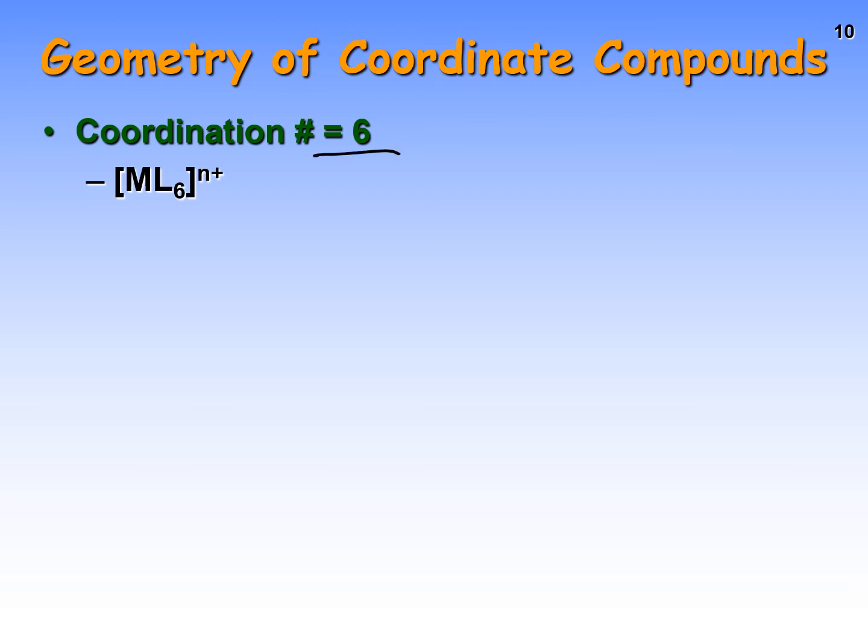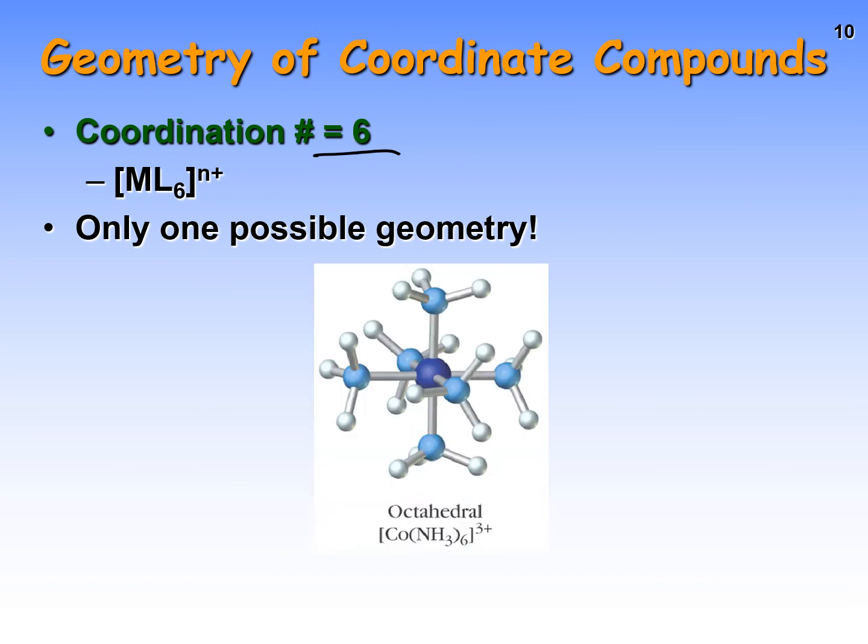The last one is coordination number 6. There's only actually one possible geometry, and it's, hopefully you remember from Chem 1A, going to be octahedral. You can have both polydentate or monodentate ligands present in octahedral geometry. So you could have bidentate, you could have hexadentate like we saw with EDTA.